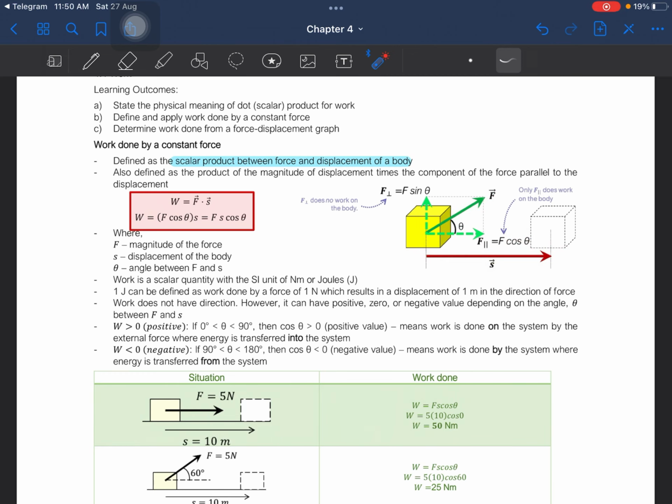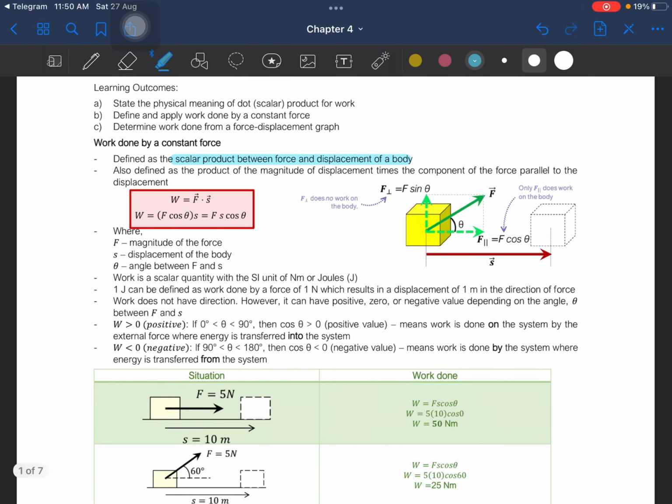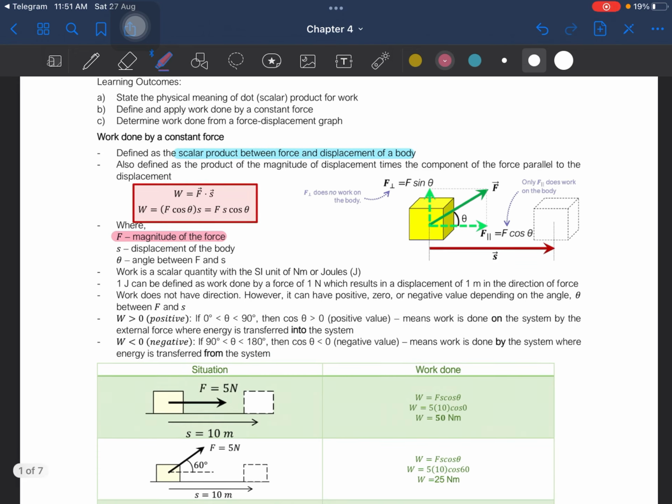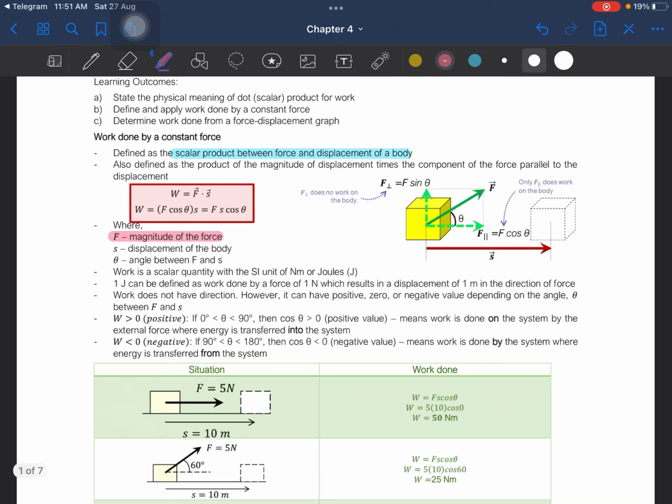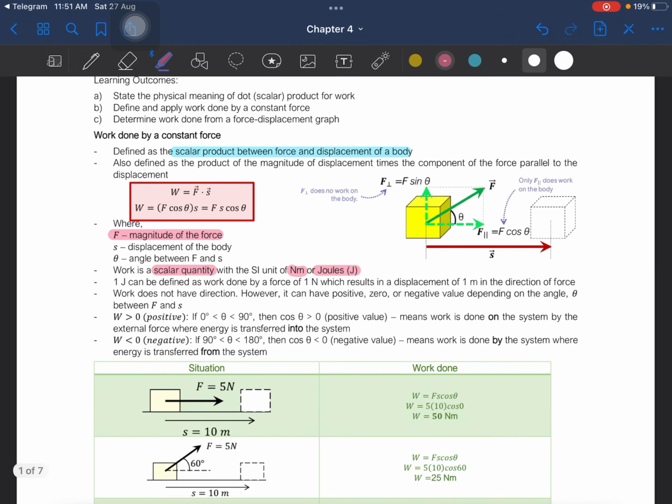Work is a scalar quantity. That's why F here is focusing on the magnitude of the force. It is not asking about the direction. Because work is a scalar quantity, it has the unit of Newton meter or joules. So 1 joule can be defined as the work done by a force of 1 Newton, which results in a displacement of 1 meter in the direction of force. That is the definition of 1 joule.